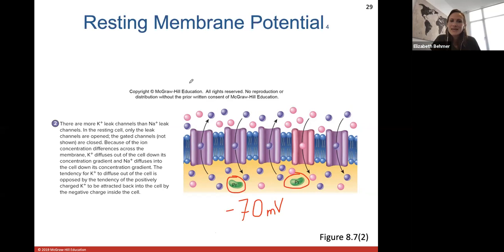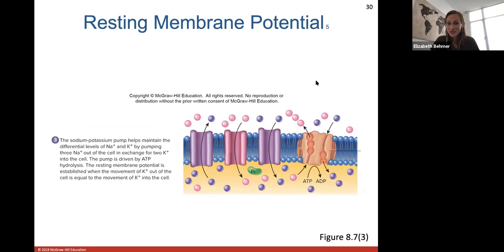Yes, Matt, the sodium potassium pump has the ATP bind to the channel protein to open and then allow the sodium and potassium to move. And I think we'll get to that. So here's the sodium potassium pump. So this is what this one looks like. You guys are ahead of me, which is great.